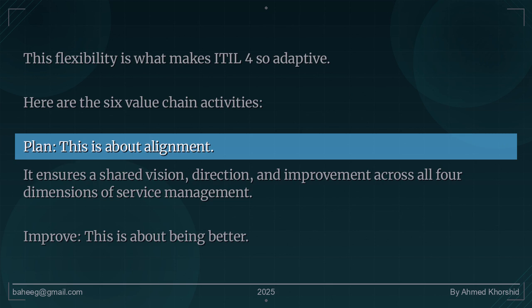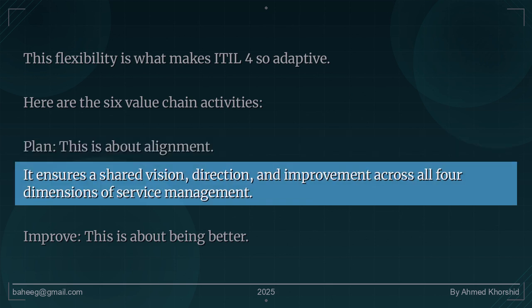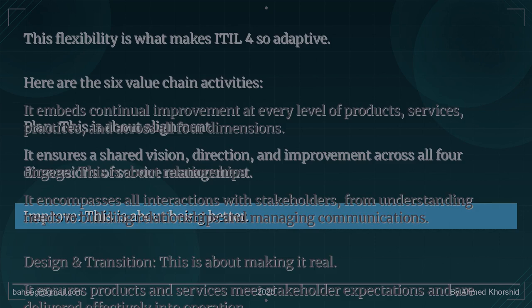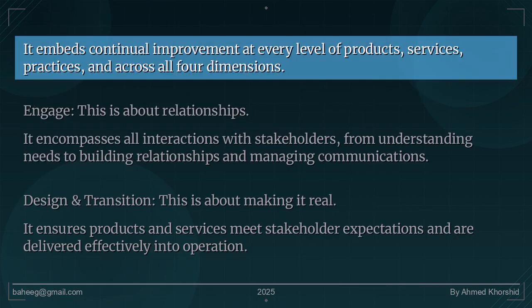Plan, this is about alignment. It ensures a shared vision, direction, and improvement across all 4 dimensions of service management. Improve, this is about being better. It embeds continual improvement at every level of products, services, practices, and across all 4 dimensions.